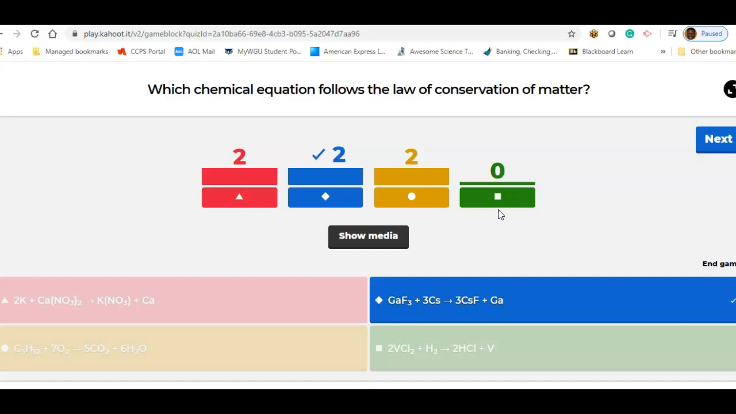When you see law of conservation of matter, what comes to your mind when you see the equation? Matter has to stay the same. Balanced equation. They have to be balanced on each side. They have to be equal.